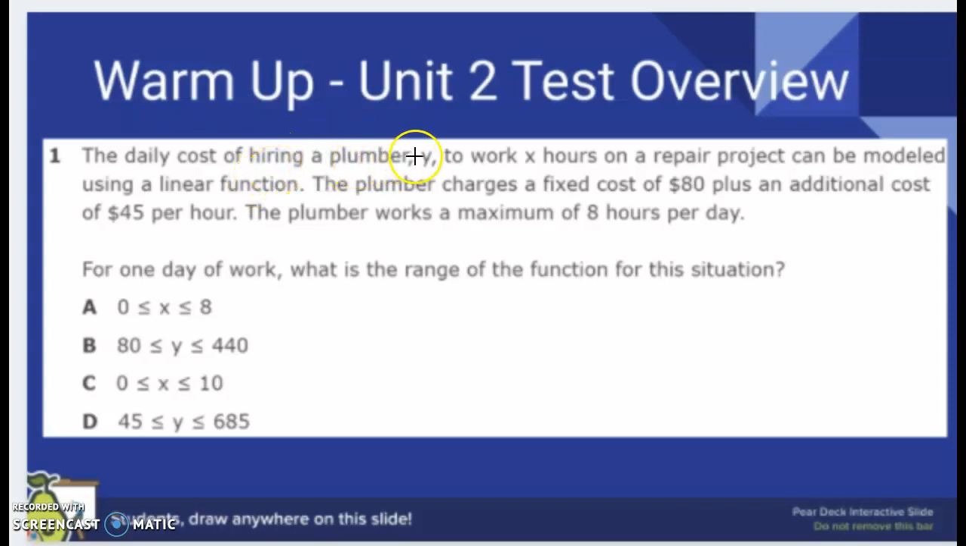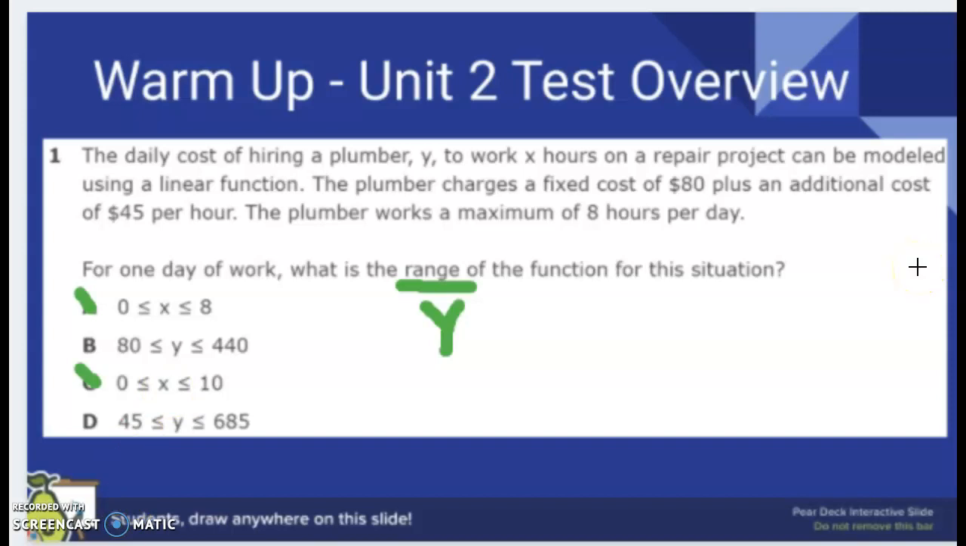Okay, so in looking at this problem, they give me a word problem. I'm going to go to my question and see what they're asking me to do. Okay, what is the range of the function for this situation? So I'm going to underline range. So I know that I'm looking for the y value. Because range is y, I can cross out two answer choices: A, because it's an x, and C, because it's an x. Okay, remember domain are the x values.